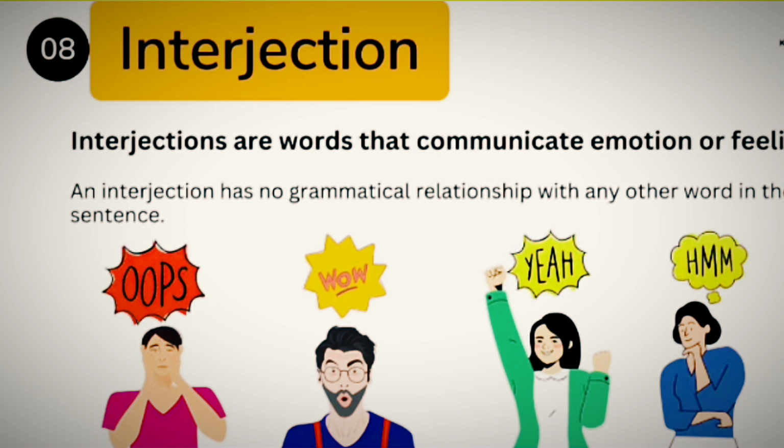Interjection. Interjections are words that communicate emotions or feelings. An interjection has no grammatical relationship with any other word in the sentence. Oops, wow, and yay are some of the most commonly used examples of interjections.